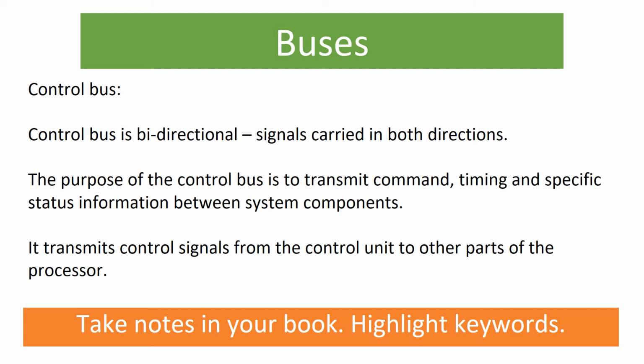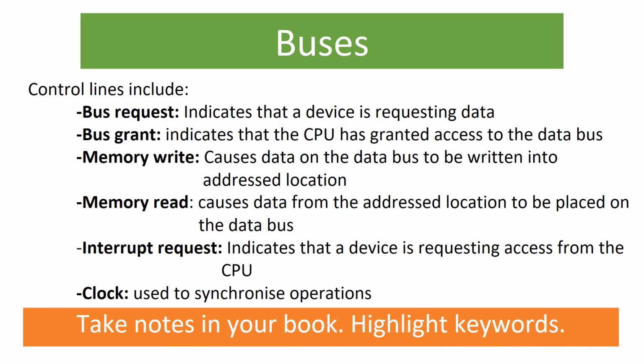Look at the terminology here. We need to be very clear on our terminology in A-level. The system components, remember, were the input and output devices and memory. The control bus might have a series of different types of requests. They might include a bus request. That's basically indicating that a device is requesting data. That might be an input or an output device requesting data so that a process can happen. There's a bus grant. It indicates the CPU has granted access to the data bus. So an input and output device might then have access to that data bus.